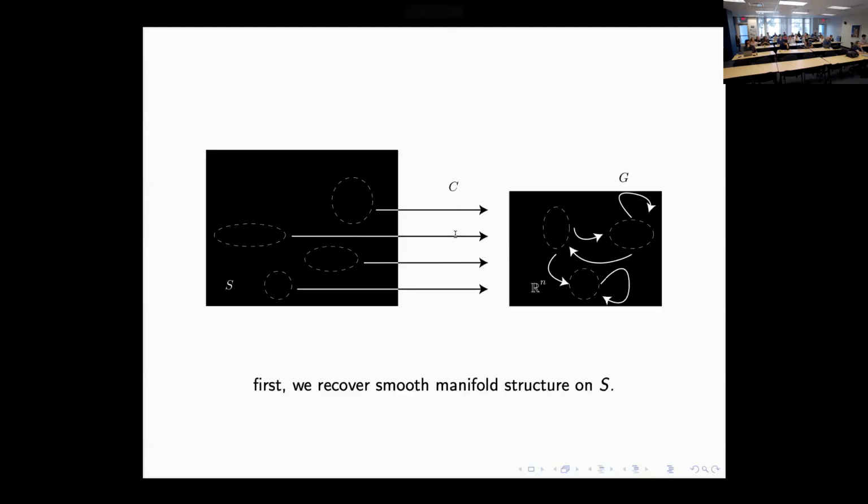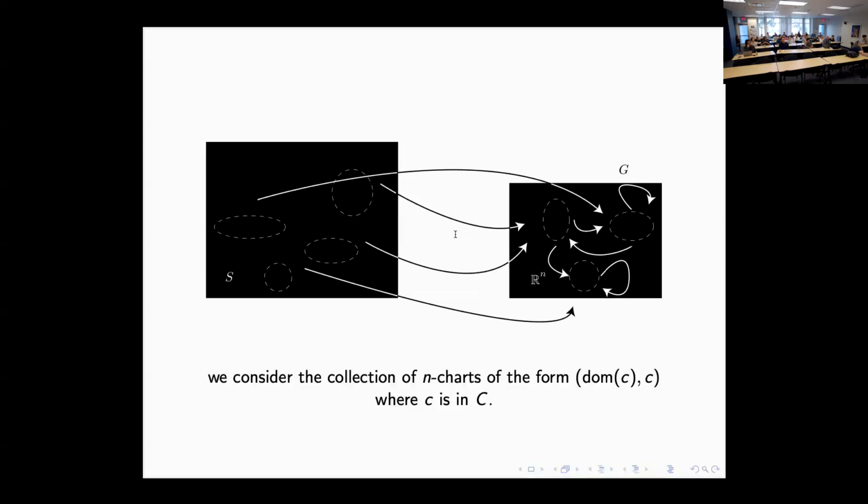Okay, so two steps. First, we need to recover smooth manifold structure on S, and then we're going to have to recover some tensor fields on top of that smooth manifold structure. First step first. We recover smooth manifold structure on S in a totally natural way. This is super intuitive, the way that one does this. It's easy. We just consider each function in C as an n-chart on S in its own right. So we're thinking of this now as a coordinate chart on S.